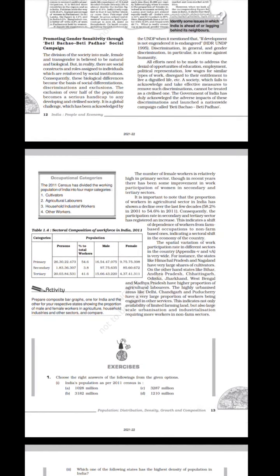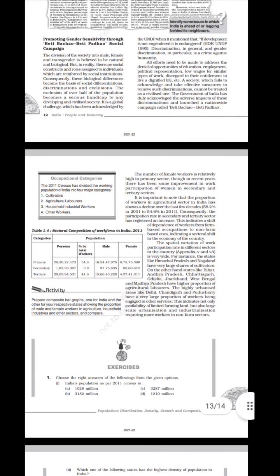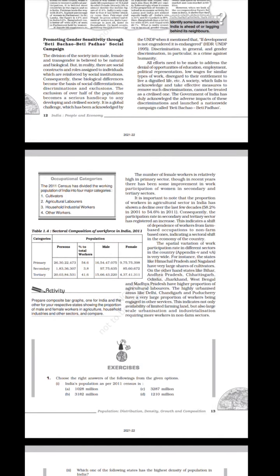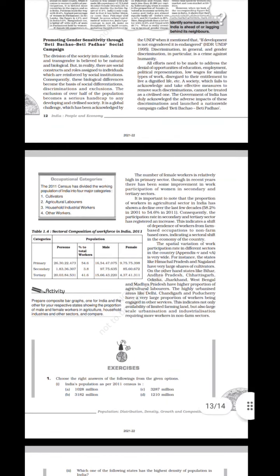Activity: prepare composition bar graphs, one for India and the other for your respective state, showing the proportion of male and female workers in agriculture, household industries, and other sectors, and compare. The number of female workers is relatively high in the primary sector, though in recent years there has been some improvement in work participation of women in the secondary and tertiary sectors. It is important to note that the proportion of workers in the agriculture sector in India has shown a decline over the last few decades, from 58.2% in 2001 to 54.6% in 2011. Consequently, the participation rate in the secondary and tertiary sectors has registered an increase.